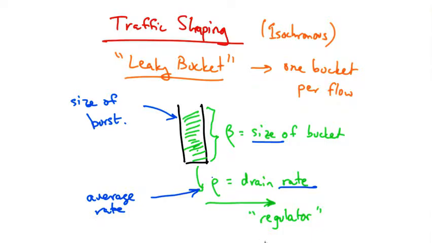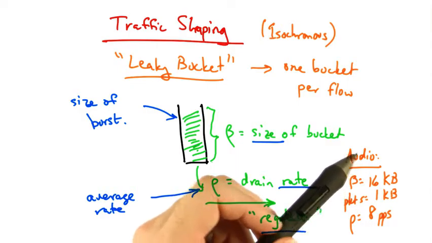The size of the bucket controls the maximum burst size that a sender can send for a particular flow. So even though the average rate cannot exceed rho, at times the sender might be able to send at a faster rate as long as the total size of the burst does not exceed the size of the bucket, or does not overflow the bucket. The leaky bucket allows flows to periodically burst, and the regulator at the bottom of the leaky bucket ensures that the average rate does not exceed the drain rate of the bucket.